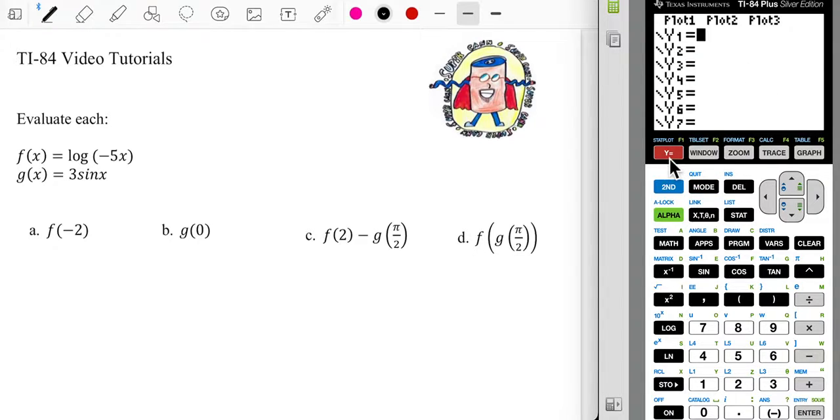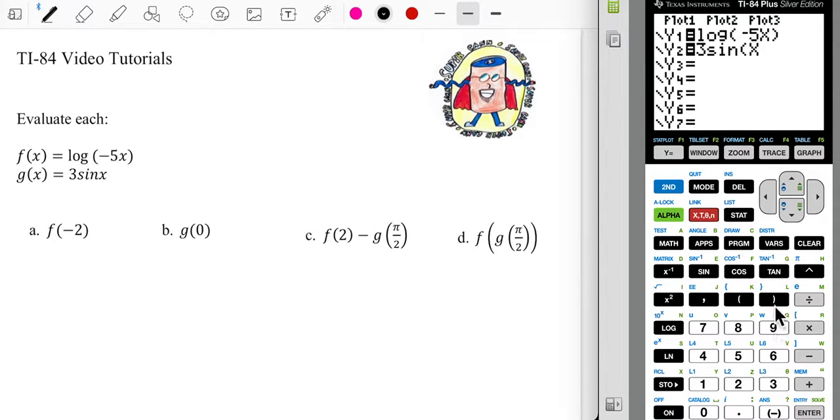So y equals, in y1, I'm going to put my f, so I'll use the common log, and I'll type in a negative 5x. Rules of logs, in terms of the domain: we know that we can't have a negative contained within a log, so that means that our x values have to themselves be negative in order to make something greater than 0 the subject of the log. We'll keep that in mind, but it shouldn't matter based off of the information that we have here. So then 3 times the sine of x.